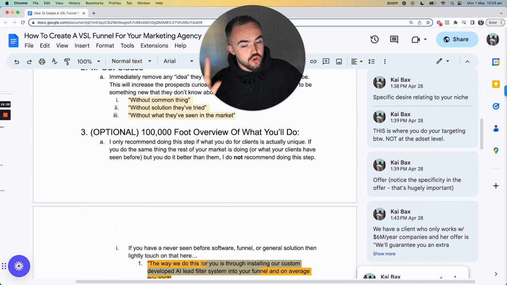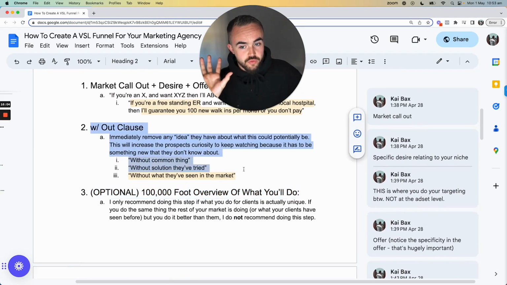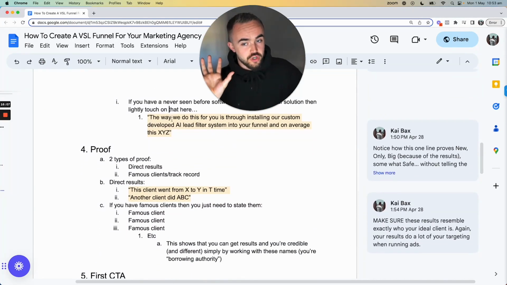Again, if you don't do anything that's genuinely fundamentally new, don't do anything here. Just go straight from the without clause straight into the results, okay? But if you do, make a note of it. Okay, now you go into the proof. So you just make claims. Anytime you make a claim, as you know, you need to back it up.